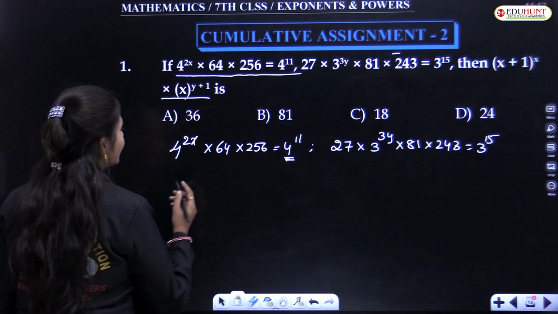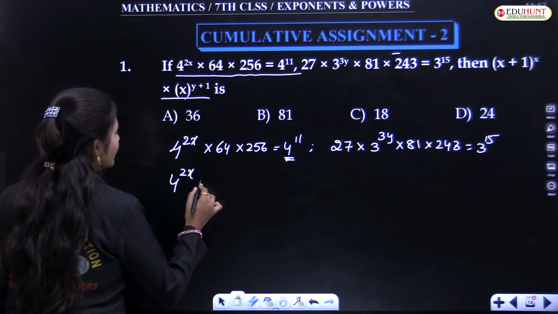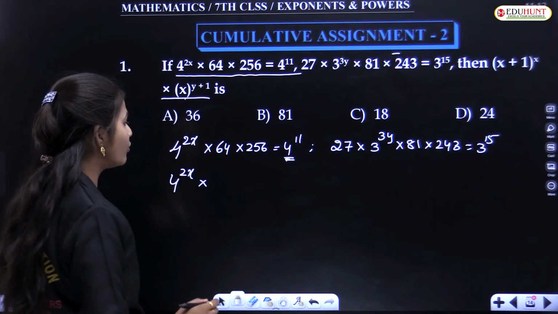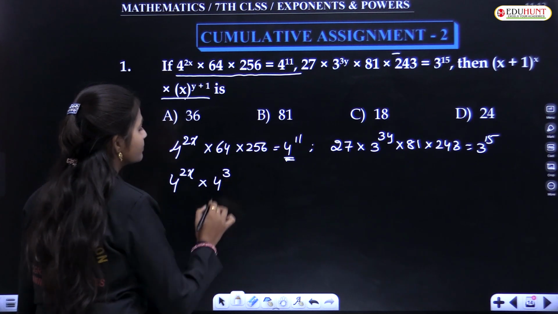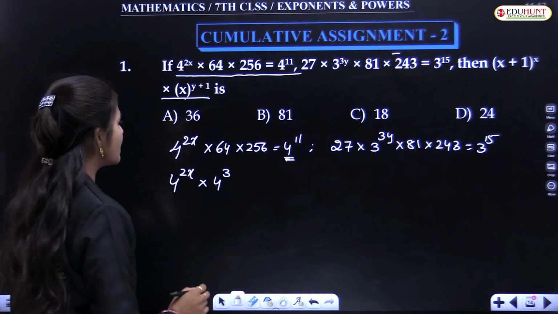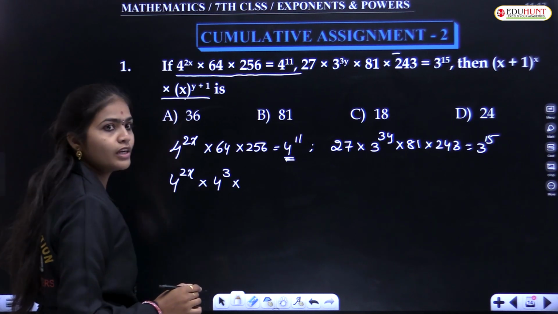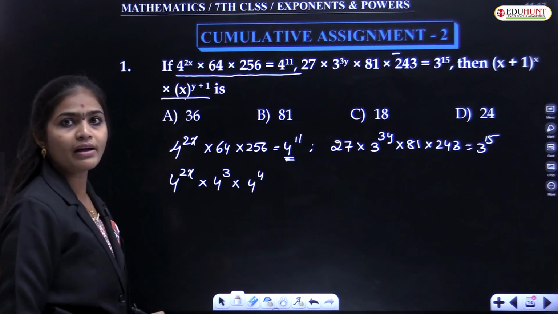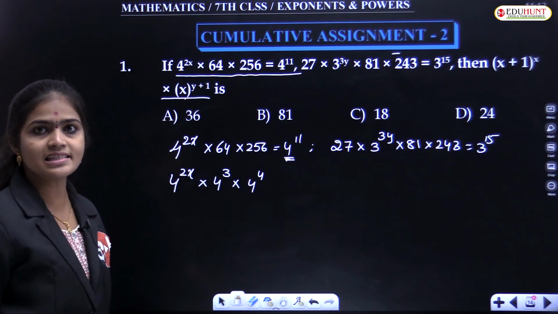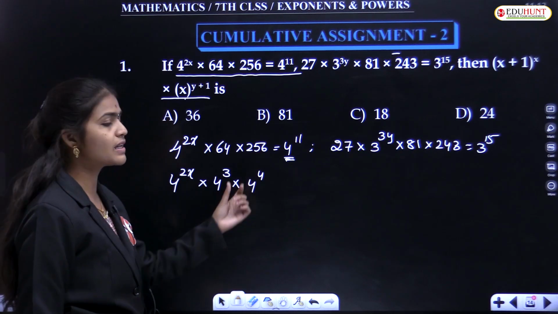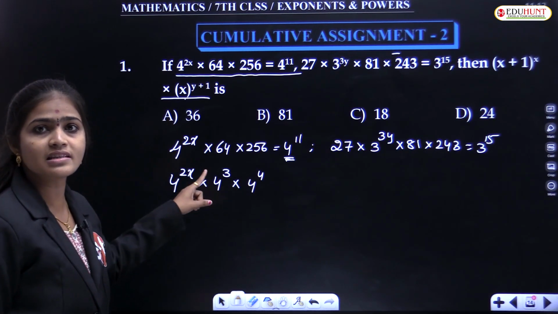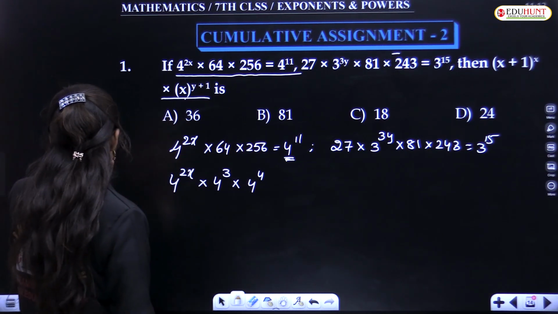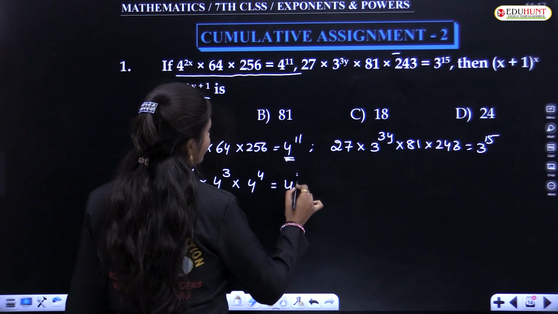Now here, 4 power 2x into 64, we can write 64 as 4 cube: 4 fours are 16, 16 fours are 64. And 64 into 4 is equal to 256, so this is 4 power 4. Why? Because 4 fours are 16, 16 sixteens are 256, so 4 square into 4 square is equal to 4 power 4. We already discussed that. If you don't know how to write this, then you have to go for prime factorization. Which is equal to 4 power 11.